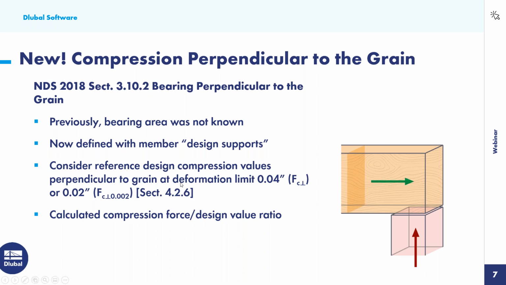Well, alternatively, if you want a little bit less deformation, so let's say 0.02 inches, the code goes on to say, we'll use 73% of the 0.04 inch design value. This is important because we do need to select this option in just a minute within the program. So definitely refer to the NDS, section 4.2.6, on exactly what these settings are. But ultimately, we are going to give you this check now in the NDS design results, and we will calculate the compression force. Remember, that's that red force here to the design value ratio that the member can handle.